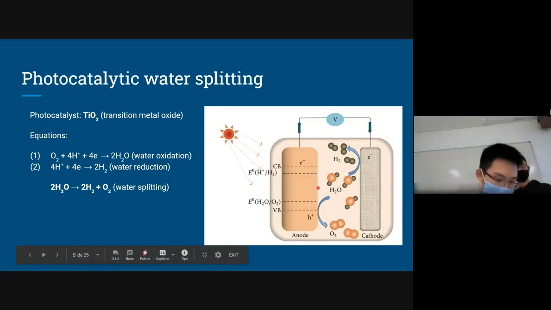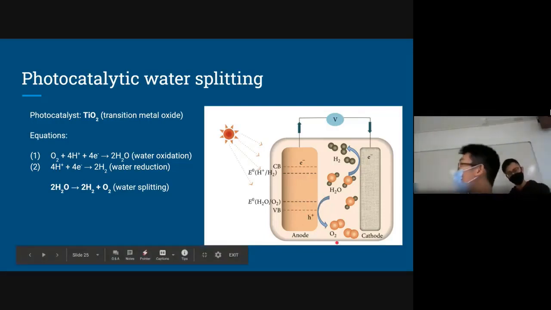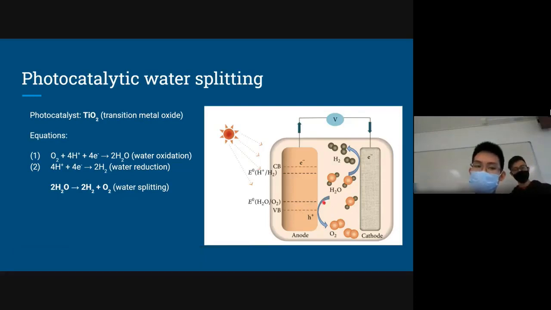Basically, when you shine a light, it excites the electron from the VB to the CB. So when you have the electron up here, because it has a very negative E naught value, in this case negative 0.50, which is higher than the 0.00 over here, it's more likely to become oxidized and give the electron away. So the electron travels away, and the other comes here, and this is where it reacts. Meanwhile, the removal of the electron generates a hole, which is used for the oxidation of H2O to form the O2 over here.